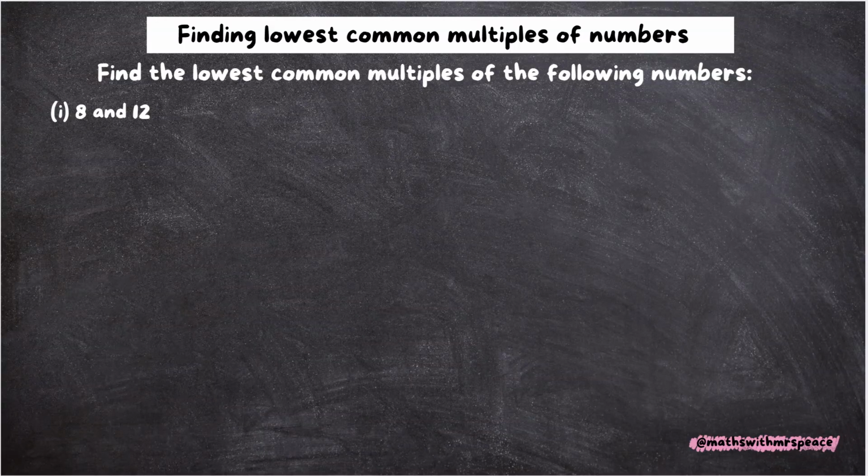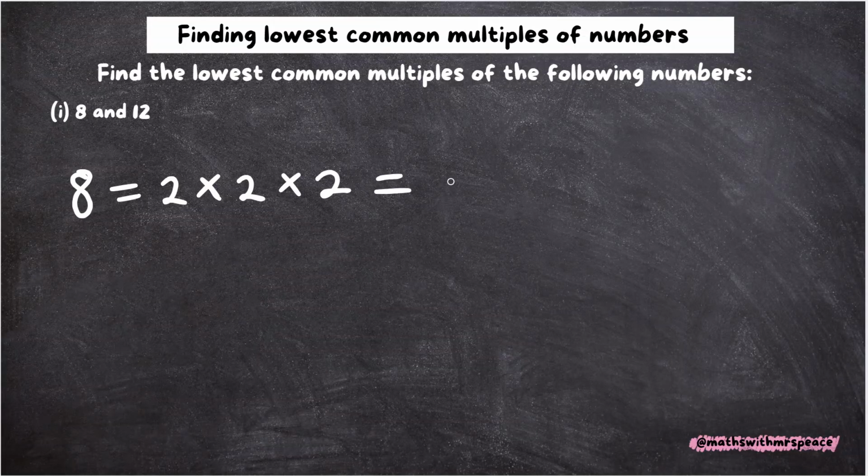We have the first example here on our screen. Find the lowest common multiple of the following numbers: 8 and 12. To begin, we're going to express both numbers as a product of their prime factors and then put it in index form, and I'll show you how we can use that to find the LCM. 8 is the same example that we just looked at. 8 equals 2 times 2 times 2, and in index form, we write that as 2 raised to the power of 3.